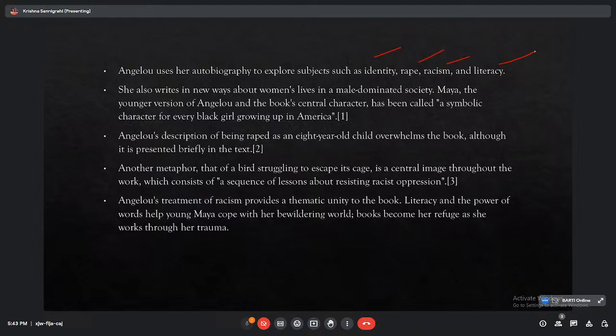She also writes in new ways about women's lives in a male dominated society. Maya, the younger version of Angela and the book's central character, has been called a symbolic character for every black girl growing up in America. And this is what makes the book universal. This is why it becomes an important text for study in master's classes everywhere, and wherever you are reading about black feminism and the impact which this writer had.